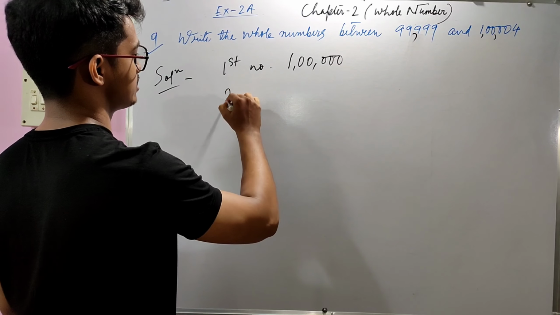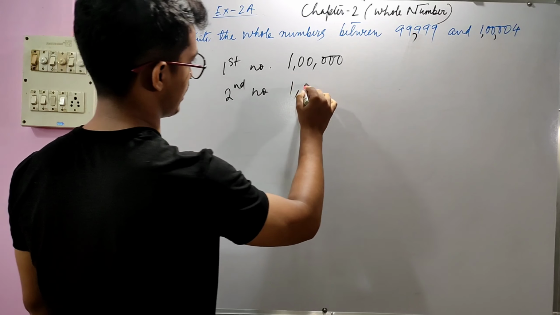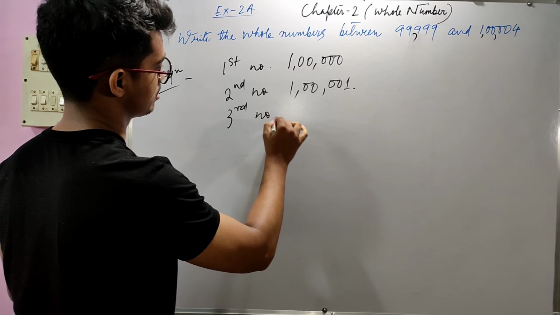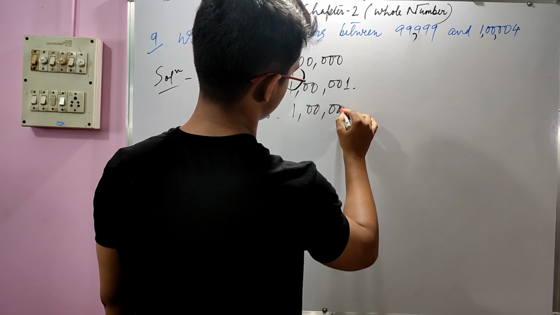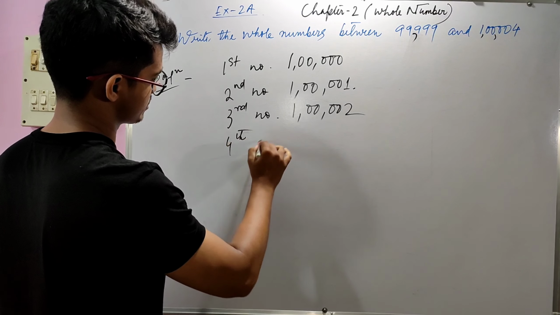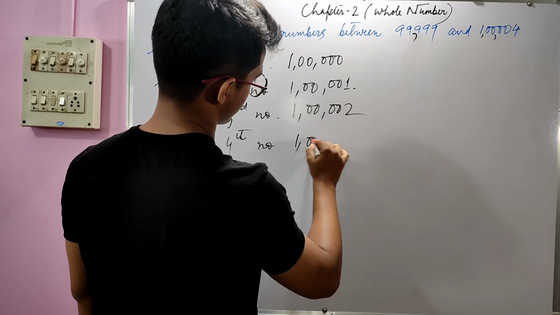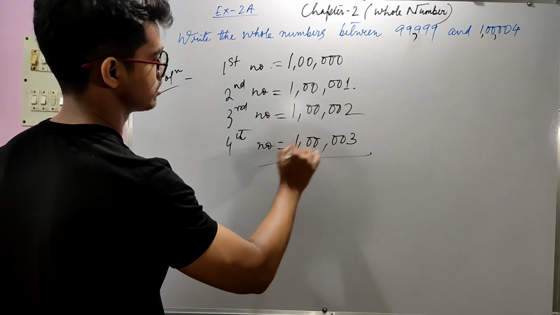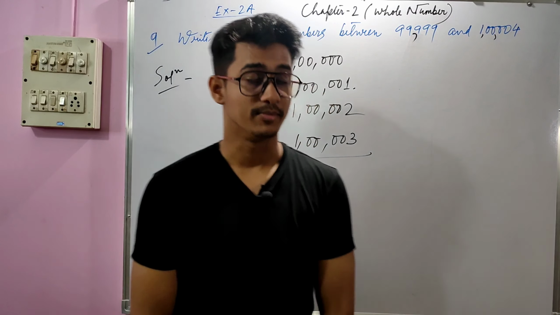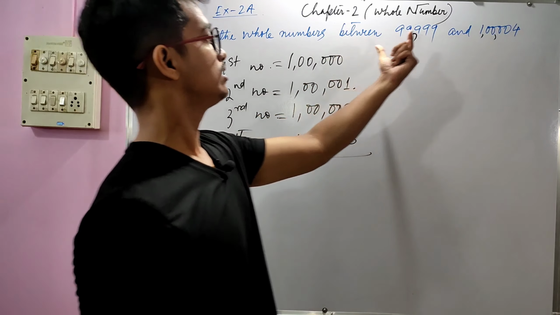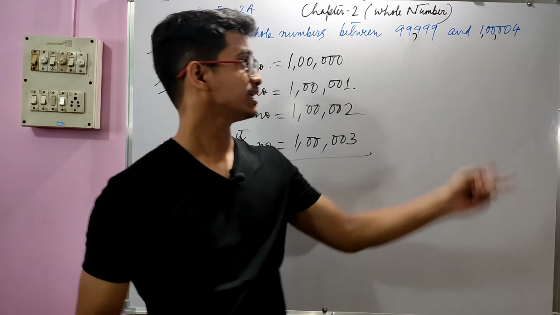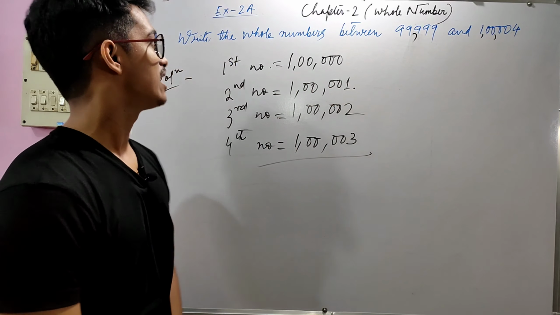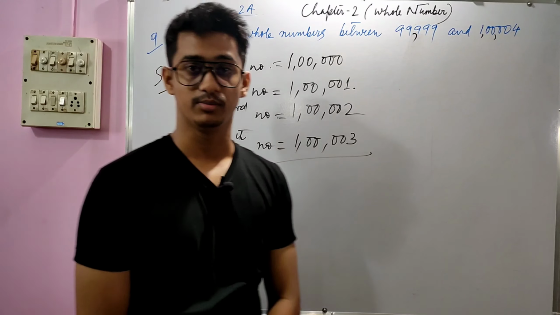The next number is 1,01,000. The third number is 1,02,000, and the fourth number is 1,03,000. So it will end up at 3, because the question is between these two. So we cannot include 99,999 and 1,04,000. So that is the answer for exercise 2A, question number 9.